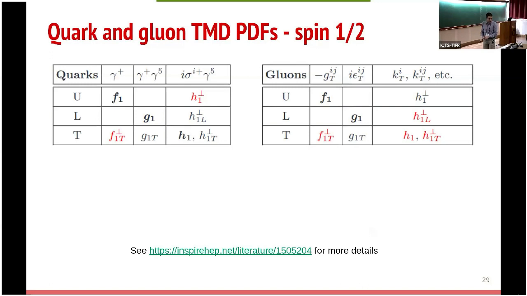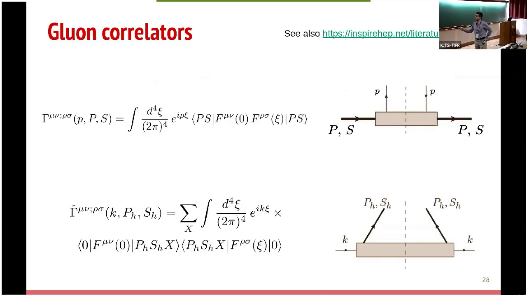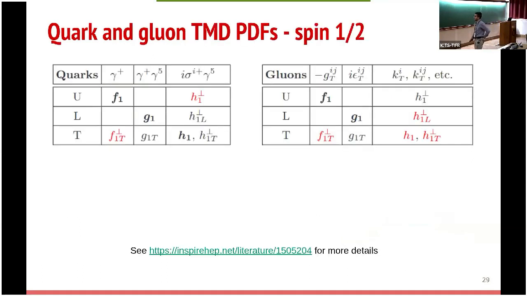This is a table that compares the collection of the quark TMD PDFs and the gluon TMD PDFs. Instead of the polarization of the quark, I brought the Dirac structures and the Lorentz structures that define these structures here. Of course, you see that for the gluon case we are not working in Dirac space, but we have Lorentz indices. So the structures that you can use to define them are Lorentz matrices.